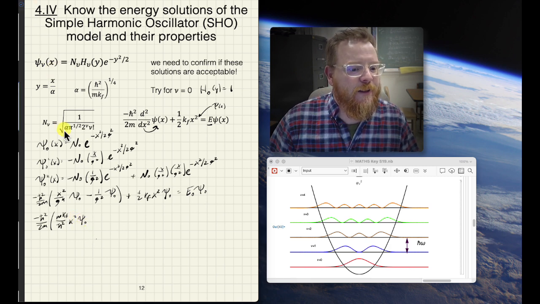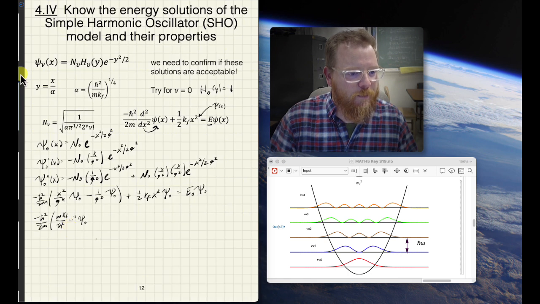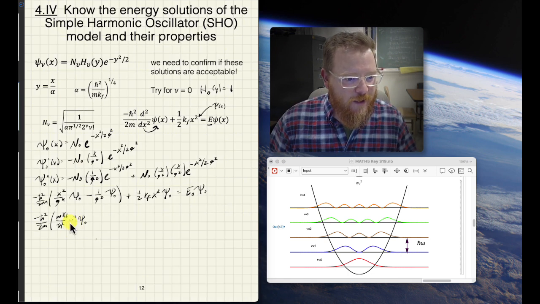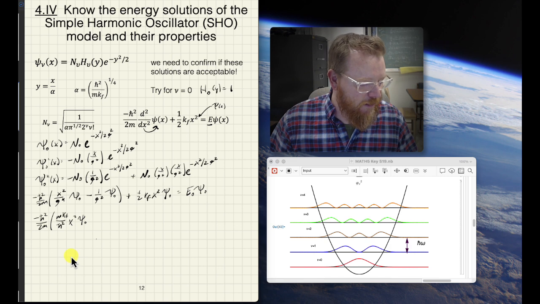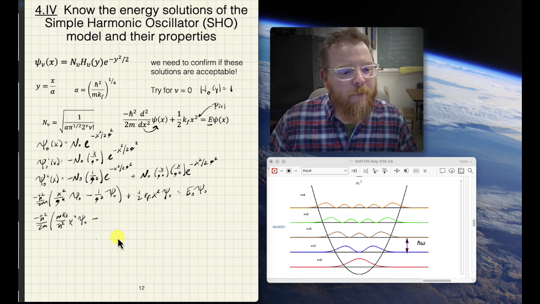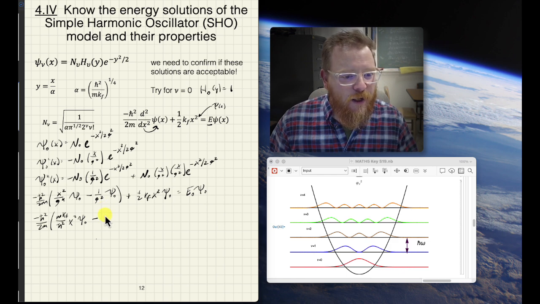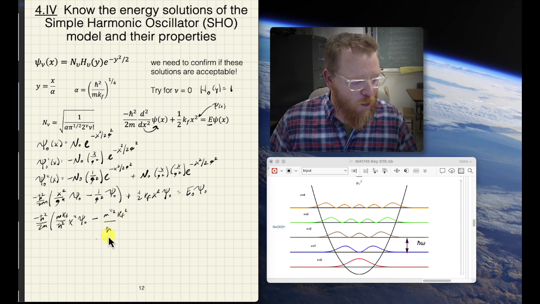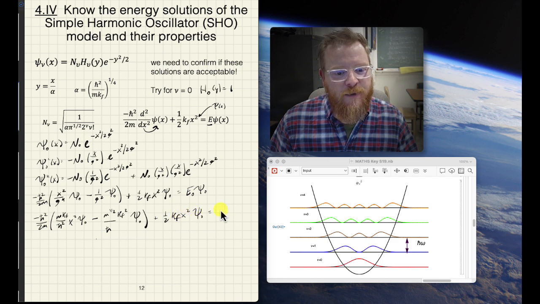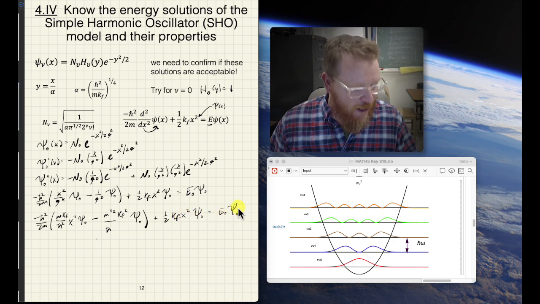Let me clean that x squared up just a little bit. Okay, so that's an x squared. Maybe that's slightly better, maybe not. Okay, and then minus, and then now we've got 1 over alpha squared, and that's all going to work out to be m to the 1/2 power kf to the 1/2 power all over h bar all times psi of 0. And then, of course, still plus 1/2 kf x squared psi 0 equals E0 psi 0.